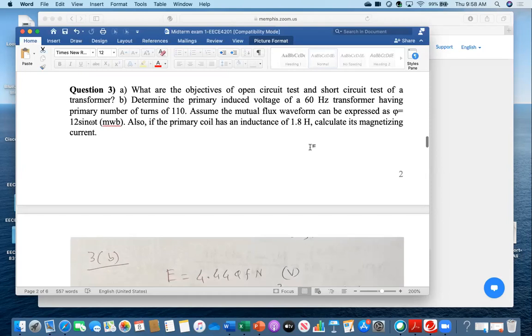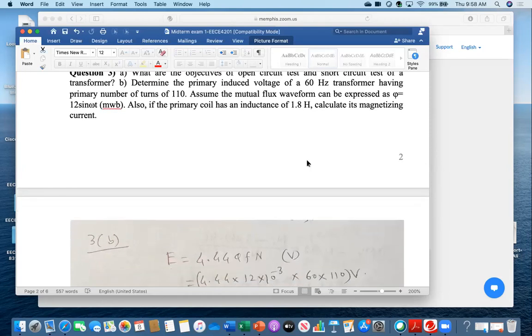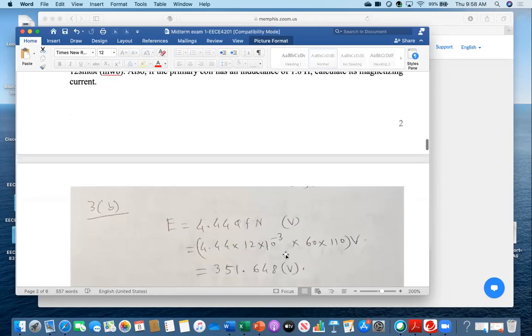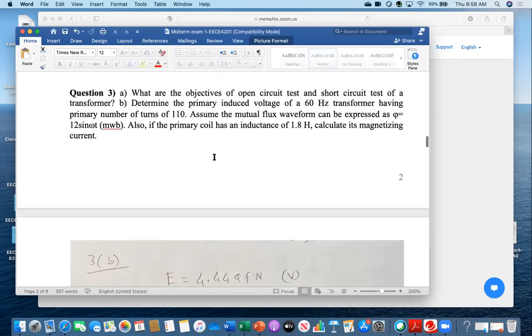Now this problem, many of you have done properly, but some of you have done completely differently, so you got a completely different result. Determine the primary induced voltage of a 60 Hz transformer having a primary number of turns of 10. Assume the mutual flux waveform can be expressed as phi equal to 12 sin omega t milliweber. This means that 12 milliweber is the magnitude, phi m, the mutual flux. Also, if the primary coil has an inductance of 1.8 Henry, then calculate its magnetizing current.